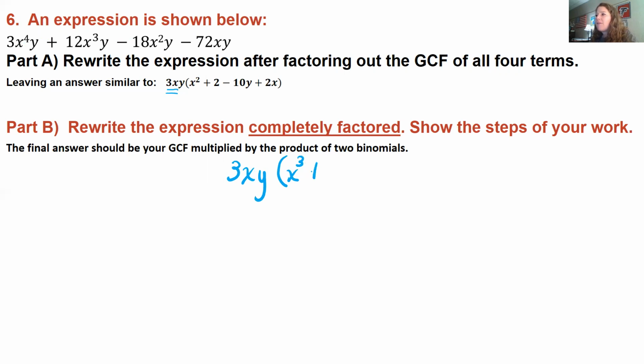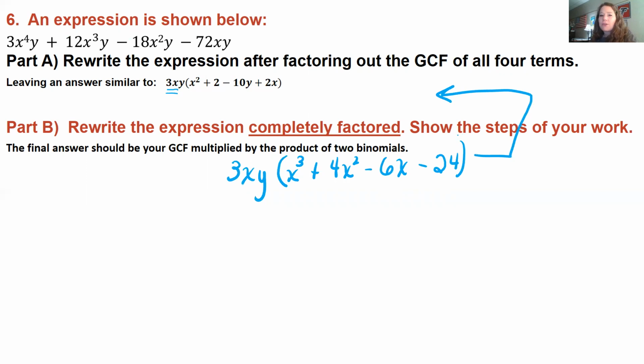And then I have 4x squared minus 6x, right, minus 24. All right, so that is the answer to part A. This is the answer to part A.